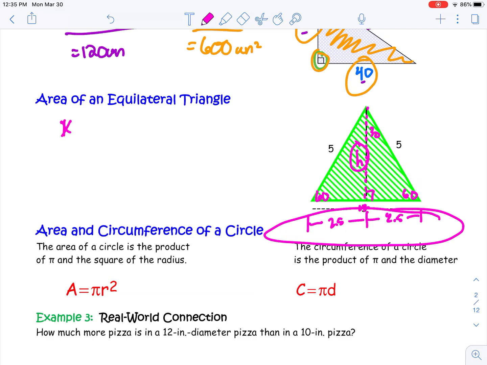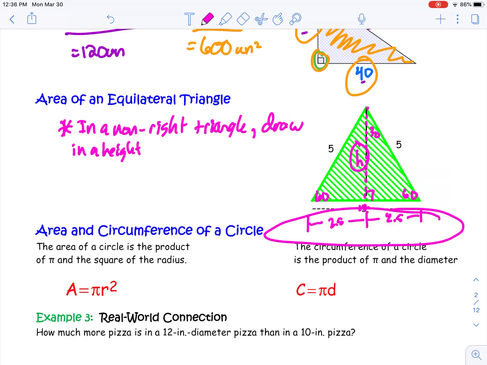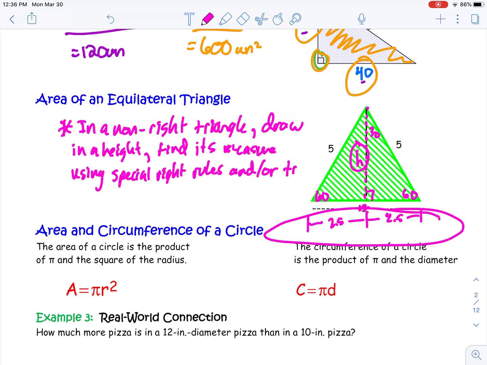So again, to summarize, in a non-right triangle, draw in a height, find its measure using special right rules and/or trig, then calculate area.